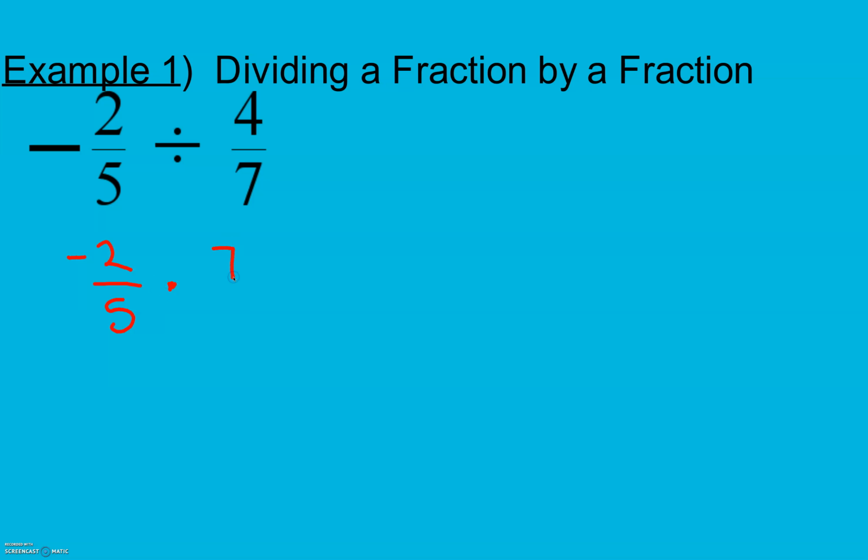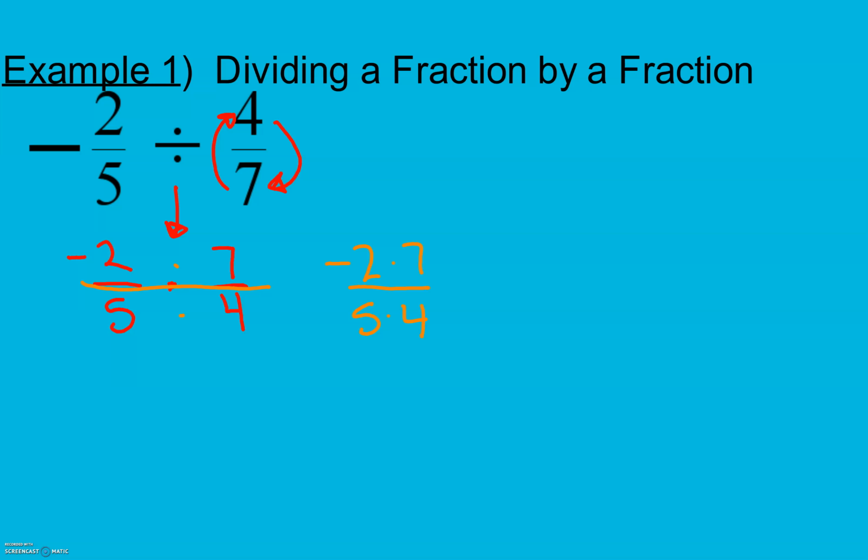So the reciprocal of 4 over 7 is 7 over 4. So again, I change from dividing to multiplying and flip my second fraction. Now, we multiply straight across. So negative 2 over 7. And again, once we get to multiplying, it's the same as it was in section 5.4. So we multiply straight across, top times top, bottom times bottom.